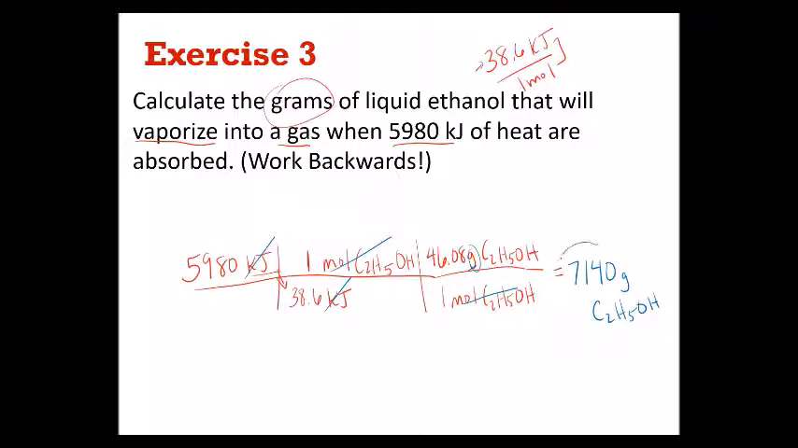And this is the one that's the trickiest because you're like, oh, they gave me energy and I have no idea what to do with it. Well, if you're phase changing, you have heat of vaporization or fusion, you can always switch to moles. And from there, you can always find grams and other things, liters, particles, whatever.